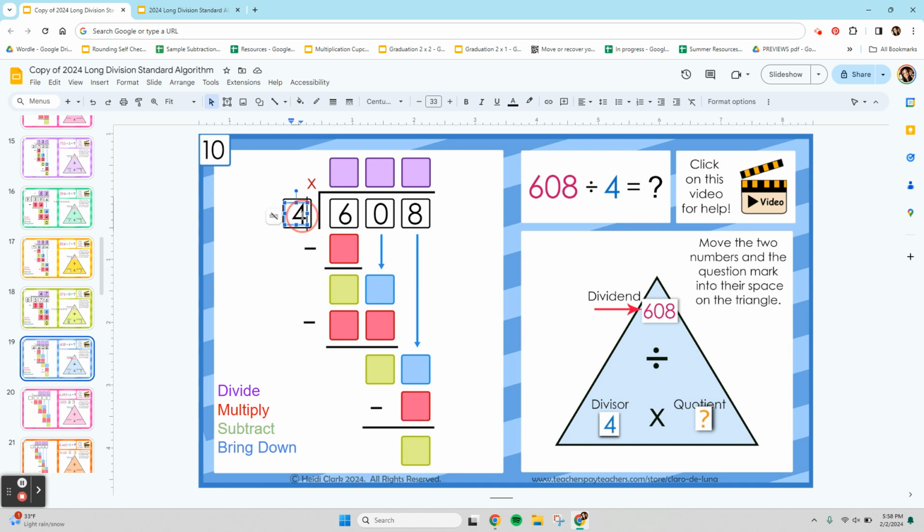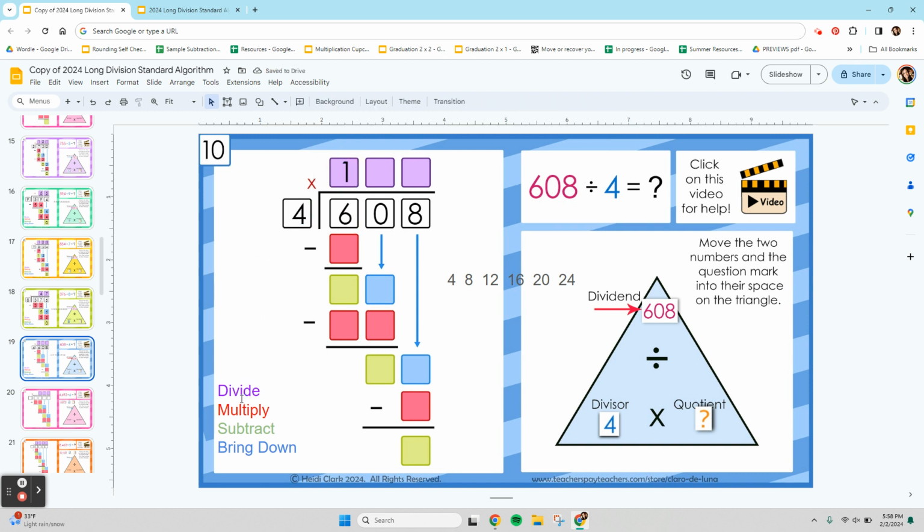Let's start. 4 going into 6, or 6 divided by 4. How many 4s can fit into 6? And it can be helpful to skip count your 4s. You want to see how close can you get to 6 without going over. How many times can you skip count your 4 before you go over? As you can see, we've already gone past 6. So 4 can only fit into 6 one time.